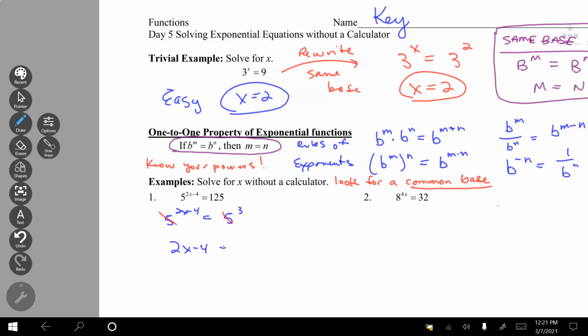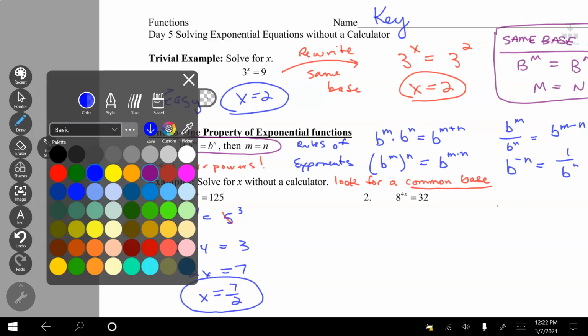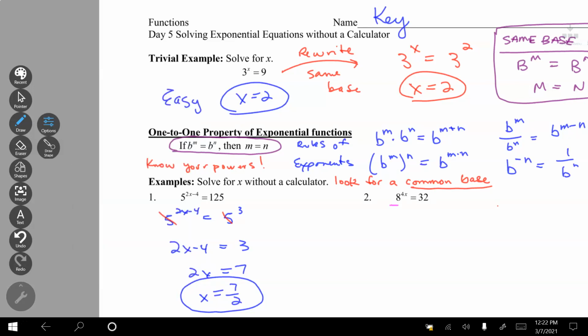2x minus 4 is equal to 3. Add the 4, divide by 2. x is equal to 7 over 2. Now for this next one, we have to figure out what would be a good base for the number 8 and the number 32. I think a good base for this one would be base 2. 8 is 2 to the 3rd, raised to the 4x, is equal to 2 to the 5th.